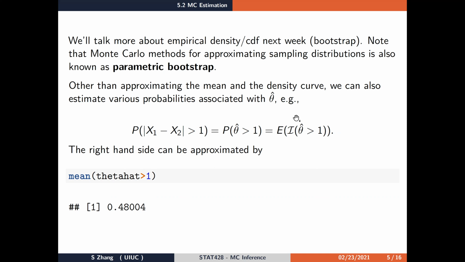So the right-hand side, the expectation of the indicator function, can be implemented in R, or it can be approximated using our Monte Carlo draws of theta hat by the mean of the true-false test of theta hat greater than 1. So this is essentially implementing the indicator function. It's going to return true or 1 if this is satisfied, and it's going to return false or 0 otherwise. And we can see that the value we get is 0.48, saying that the probability that the absolute value difference between x1 and x2 exceeds 1 is approximately 0.48.